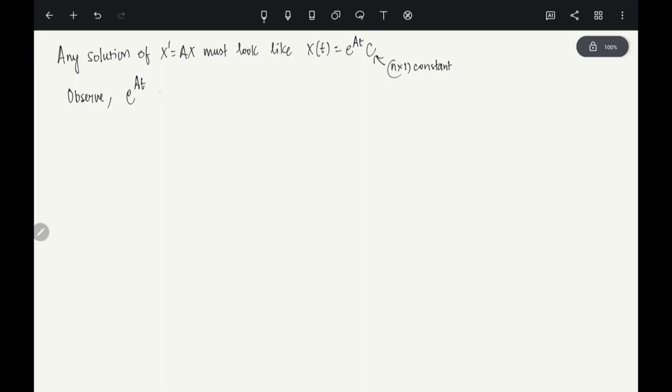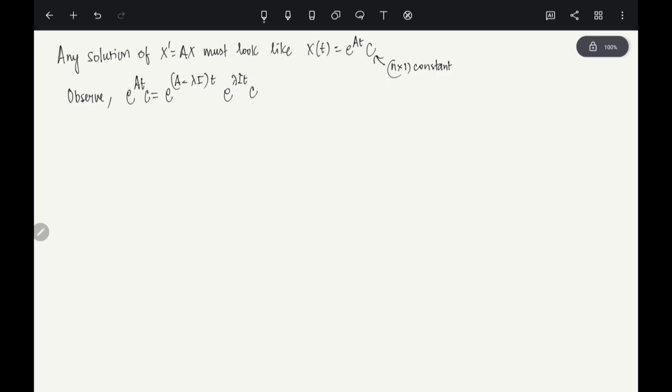So e to the power At, we can write it like this: e to the power (A minus lambda I) t, and e to the power lambda I t, times the vector c. The c vector is always there. So we can write it like this.